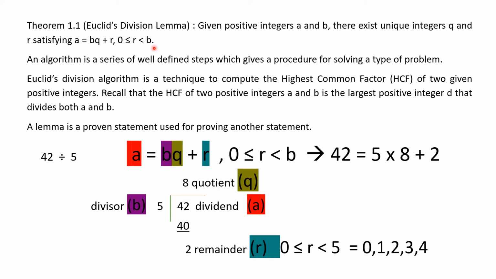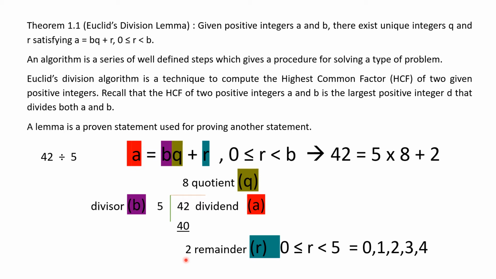That is, when we divide a number, we get a remainder and a quotient. A is the dividend, B is the divisor, Q is the quotient and R is the remainder. So this Euclid's division algorithm we are going to use to find out HCF. I have explained using a small example. If you divide 42 by 5, you will get 8, 5 eights are 40.